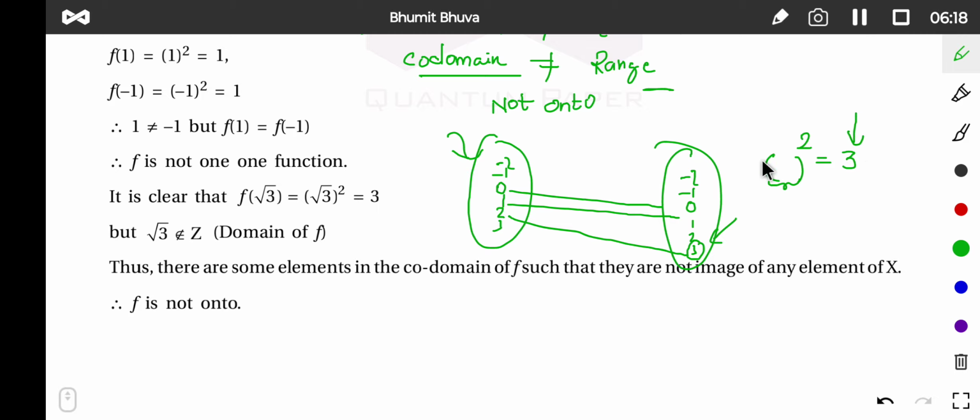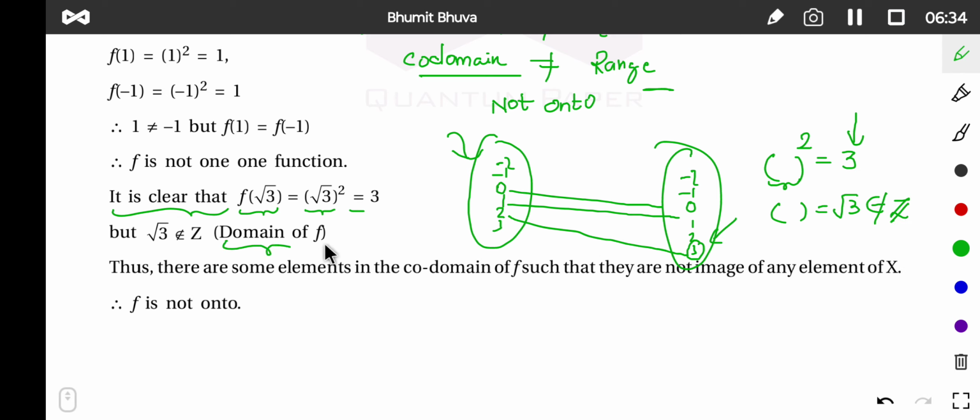It is clear that f(√3) = (√3)² = 3, but there is no other such number. If you find that number, it will be √3, but √3 does not belong to the integers. So there is no number in the domain of f such that its image is 3. So we can say f is not onto.